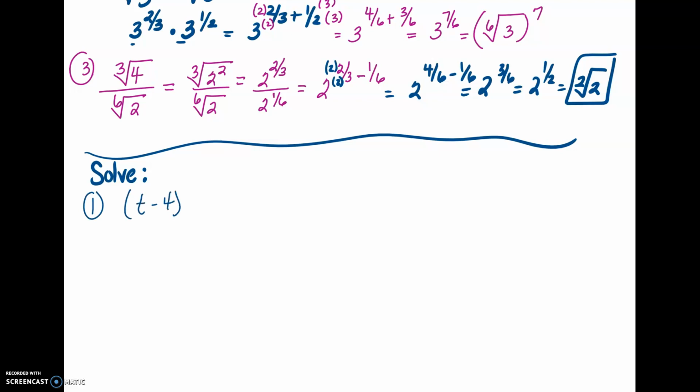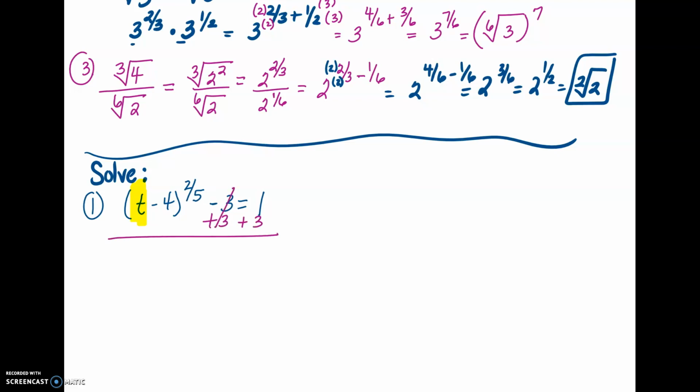Okay, so we have t minus 4 to the 2/5, minus 3 equals 1. So when we're solving, we want to get this variable by itself. So we've got some work to do. The thing we want to do first is get rid of the minus 3. To undo subtraction, we add.